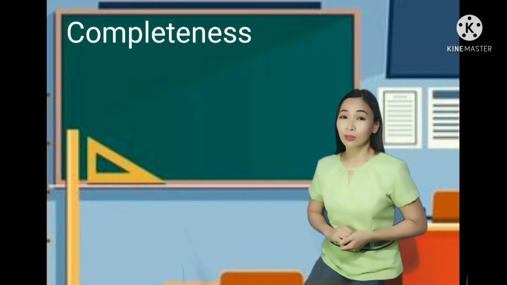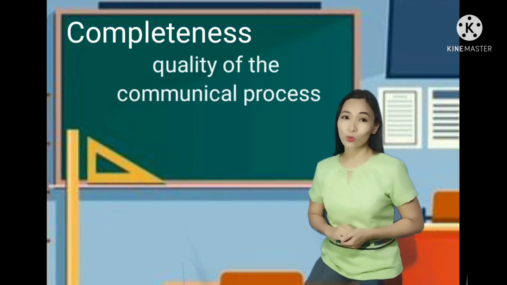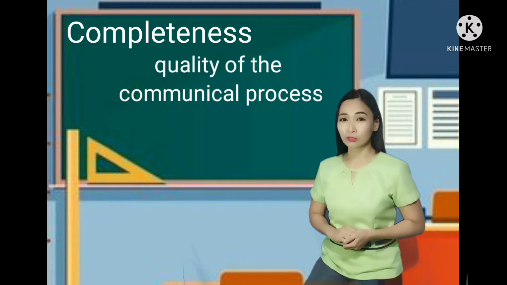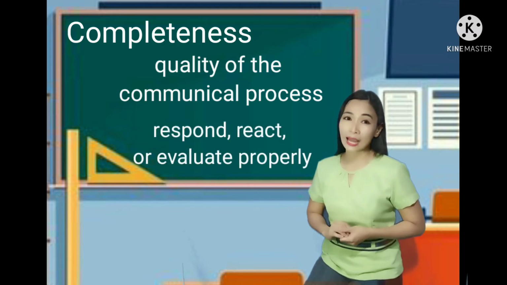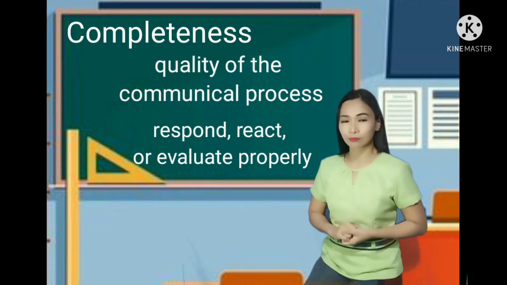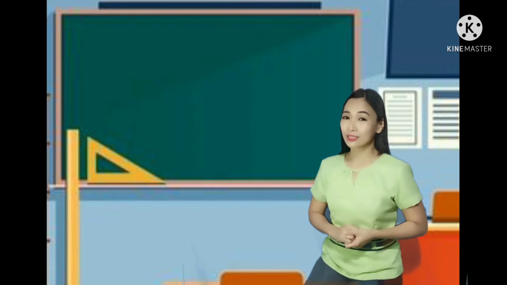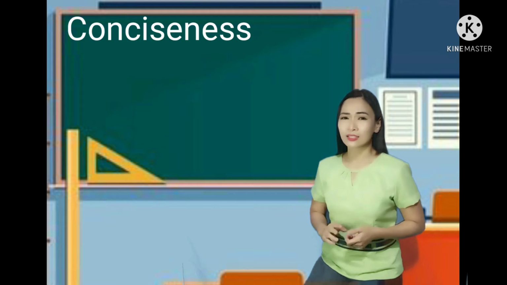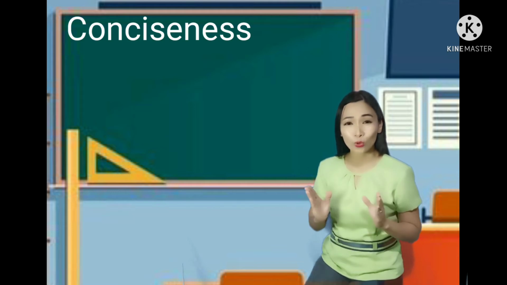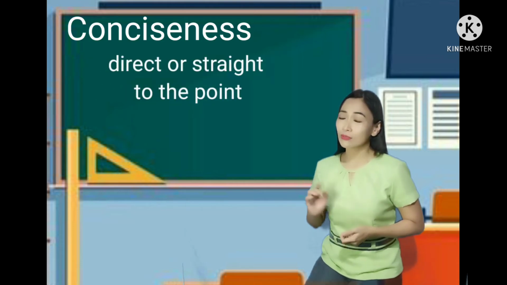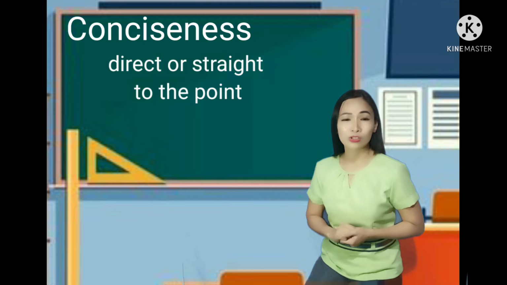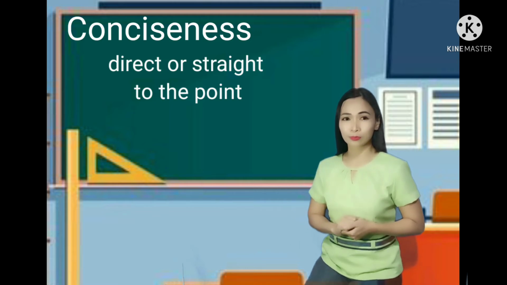Completeness. Complete communication is essential to the quality of the communication process in general. Hence, communication should include everything that the receiver needs to hear from him or her to respond, react, or evaluate properly. The next one is conciseness. Conciseness does not mean keeping the message short, but making it direct or straight to the point. Insignificant or redundant information should be eliminated.